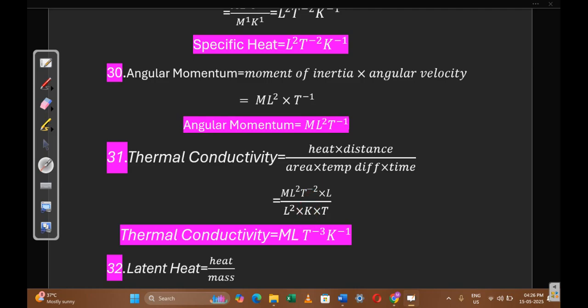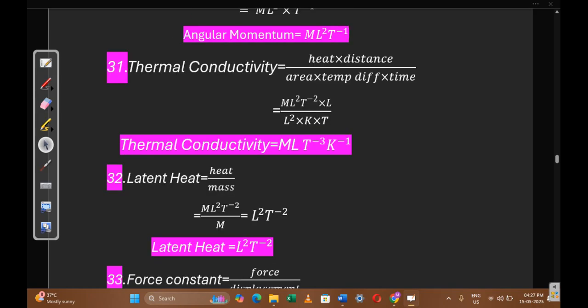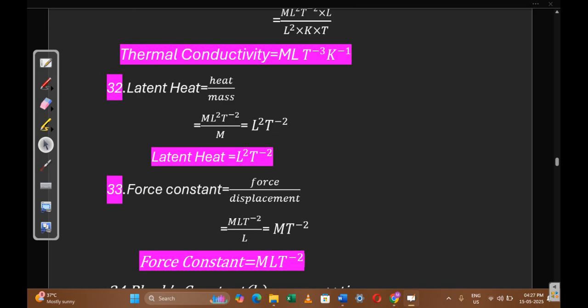Next one is latent heat. The formula for latent heat is heat by mass. So its dimension formula is L square T power minus 2. And how many units of mass are in latent heat? Zero units of mass are in latent heat. Next one is force constant. Force constant dimension formula is MT power minus 2.